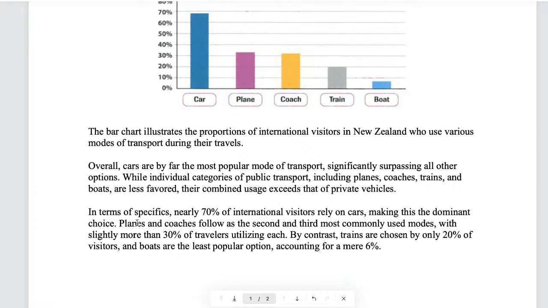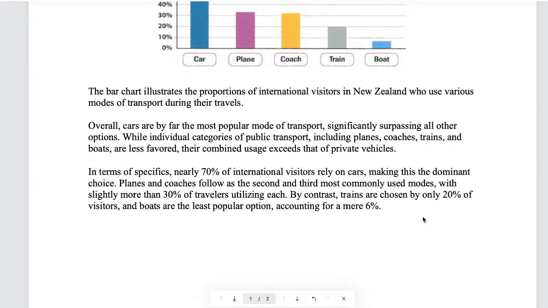Why don't we just stop right there? Like nearly 70% of international visitors rely on cars. Why don't we just stop there? Why do we need to write making this the dominant choice? What is it for? Yeah, but why do we need to write this phrase like that? Why? Because we want to make comparison. Okay? We want to make comparison where relevant. Remember that? That is the requirement from the essay.